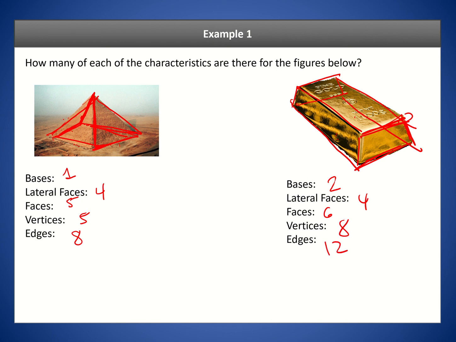So that we have this. Now notice that there's a pattern that evolves here, that if I add these, I get 10, and 8 plus 2 is 10. If I add these, that's 14. 12 plus 2 is 14. There's a pattern that evolves here, and this pattern is going to work for these types of shapes.